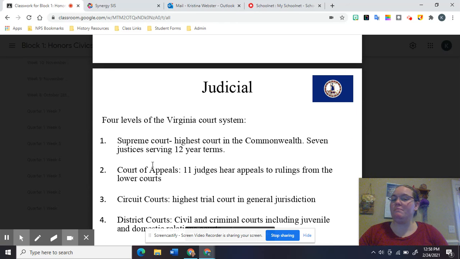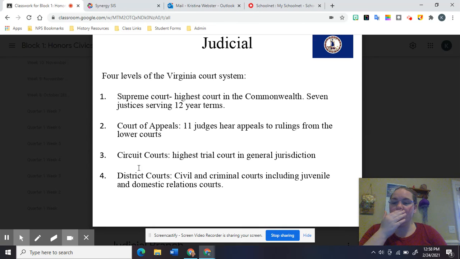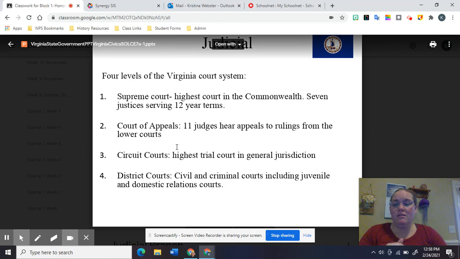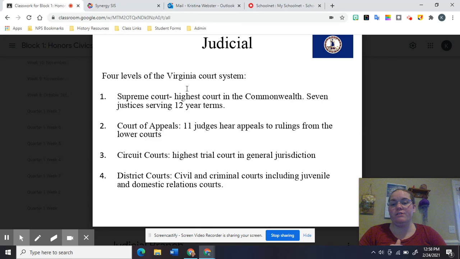The judicial system in Virginia has 4 levels. Starting at the top down, we have the Supreme Court, the Court of Appeals, circuit courts, and district courts. Supreme Court, highest in the Commonwealth, 7 justices, 12 years. Court of Appeals, 11 judges, hear appeals to rulings from lower courts. Circuit courts are the highest trial court and have general jurisdiction.